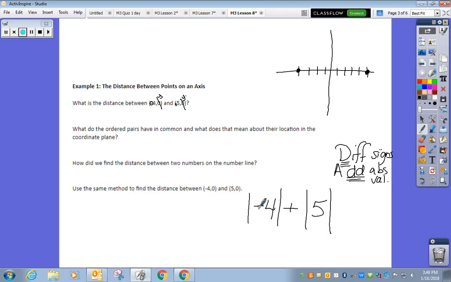So the absolute value of -4 is 1, 2, 3, 4, 4 from 0. The absolute value of +5 is 1, 2, 3, 4, 5 from 0. So 4 plus 5 means they're 9 units apart. Okay, so since the -4 and the +5 have different signs, we add their absolute values.